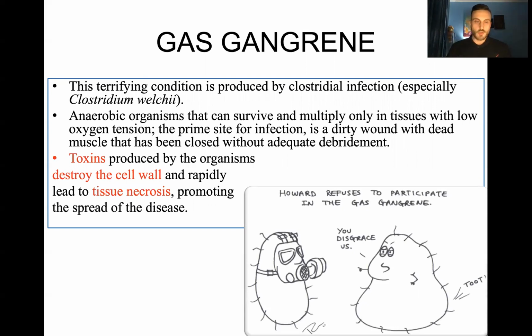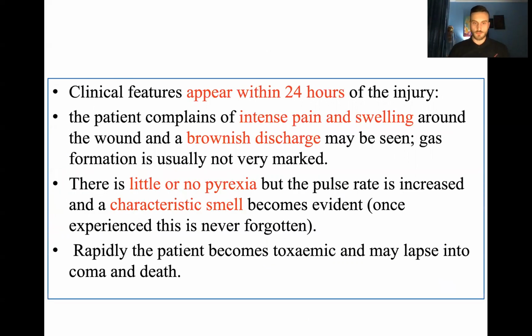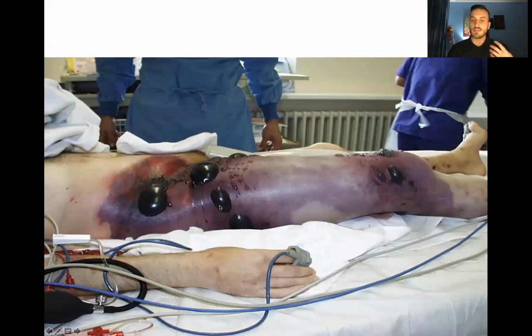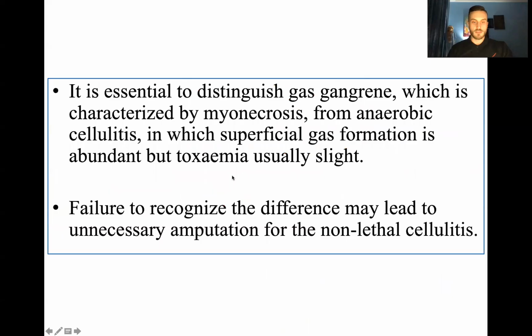Gas gangrene is terrifying for the surgeons. Usually it's clostridial infections. It's very fast, within the first 24 hours. This organism is producing toxins. These toxins will destroy the cells and will cause tissue necrosis. The clinical features, as I told you, appear within the first 24 hours. Intense pain, swelling, brownish discharge. It has a characteristic smell, and you can see in this picture how the blisters are happening for this patient.